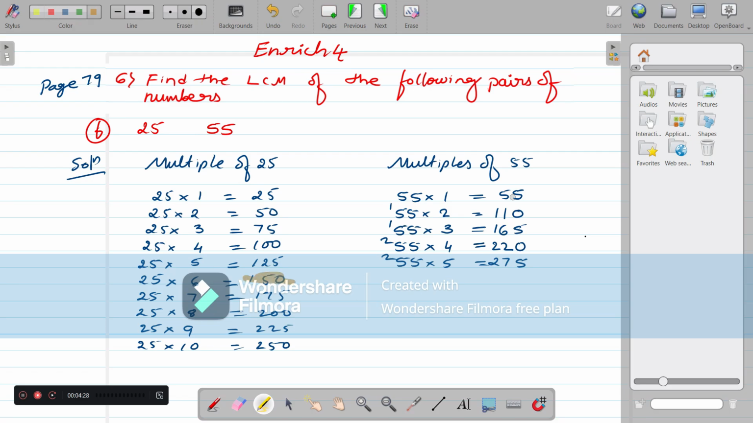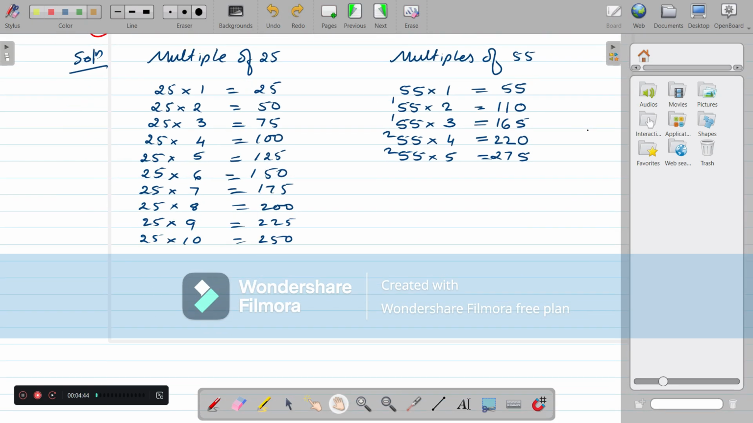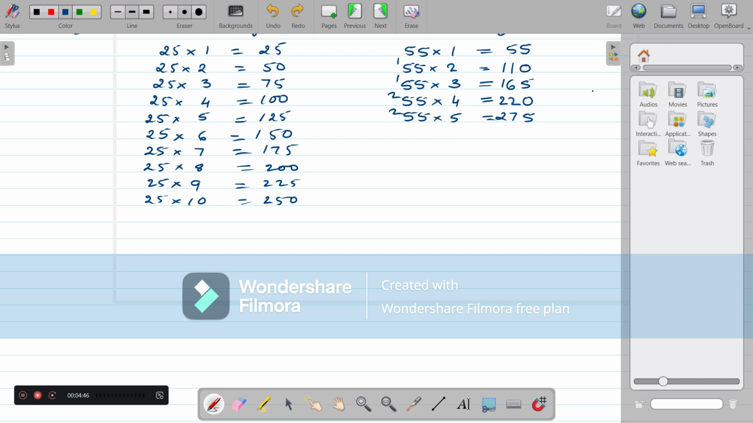Now we will check if there is any common multiple from the sixth multiple. The sixth multiple is 150, which is not common. Next one is 175, also not common. 200 is not there, also not common. 250, again not here. If it is not there, we will go and find another 5 multiples of 25. That is 25 into 11, we get 275. 25 into 12, we get 300.